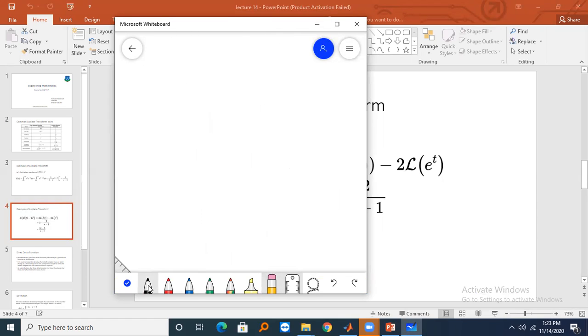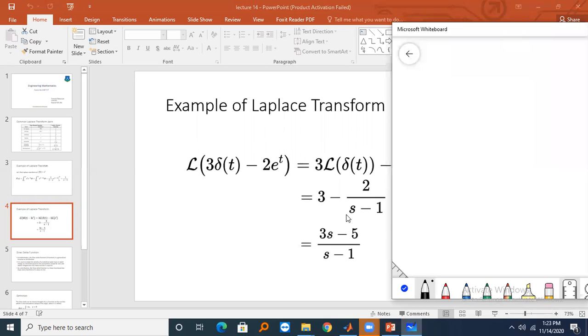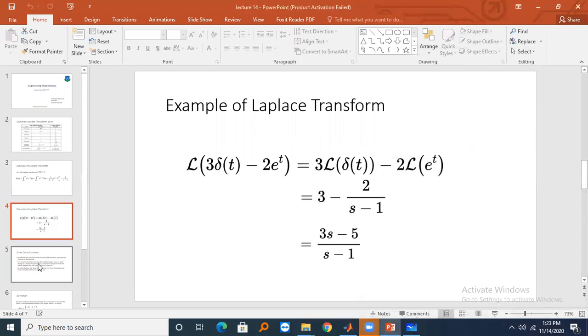So we can get 3 minus 2 divided by s minus 1, which is 3s minus 3 minus 2 divided by s minus 1. So we can get 3s minus 5 divided by s minus 1. Okay, now this problem is solved.